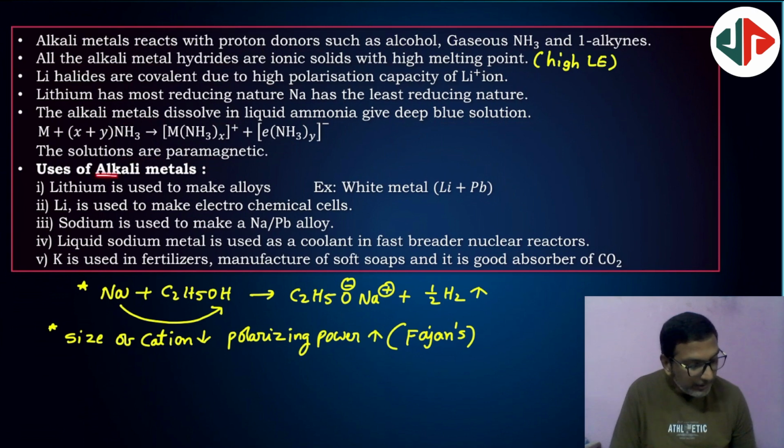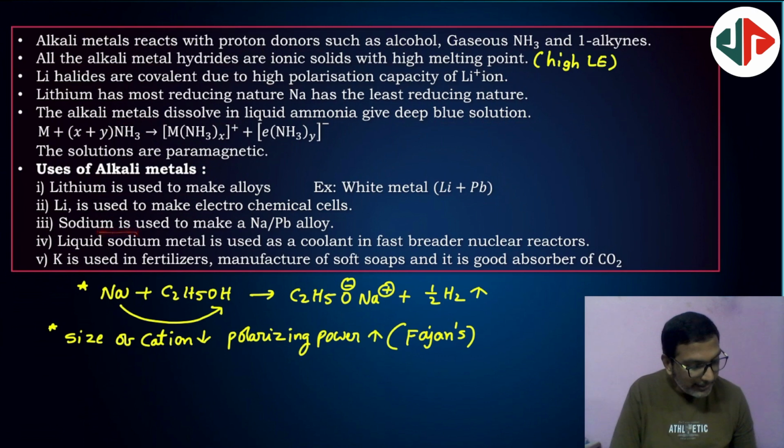Next, uses of alkali metals. Lithium is used in making alloys. That is white metal. White metal is lithium and lead alloy. It is used in bearings. So in motors, bearings will be there. In that bearings, white metal will be used. Next, it is used to make electrochemical cells. Electrochemical cells means nothing but batteries.